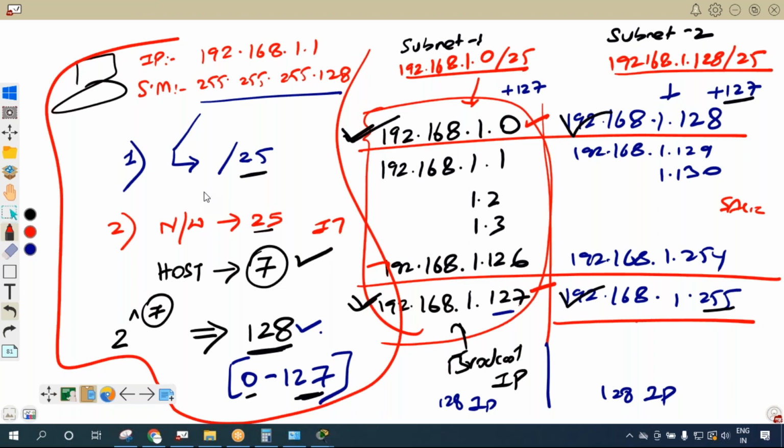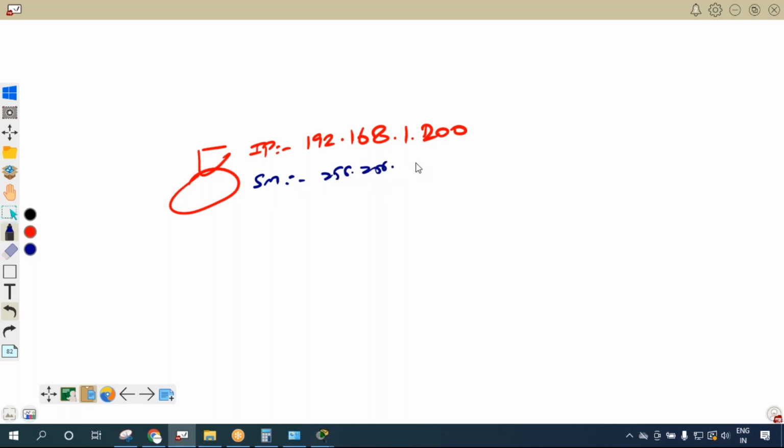Now, just to give you an idea, I will take a simple example here. For example, we have a PC with an IP address of 192.168.1.200, and we have the subnet mask of 255.255.255.128. And someone told you to give the network IP address and the broadcast IP address to which this IP belongs.